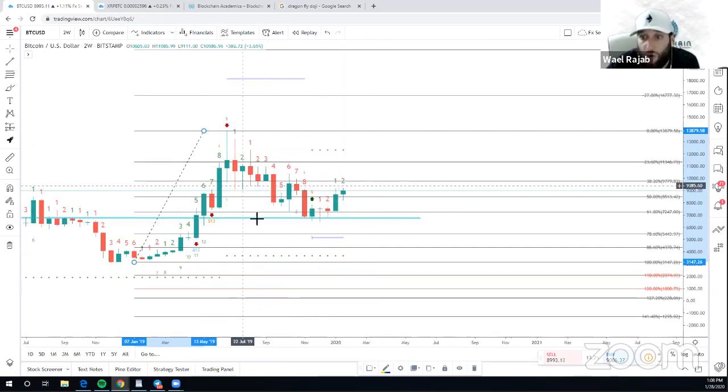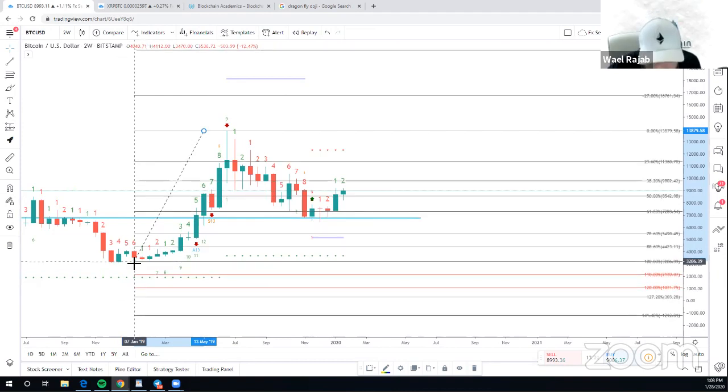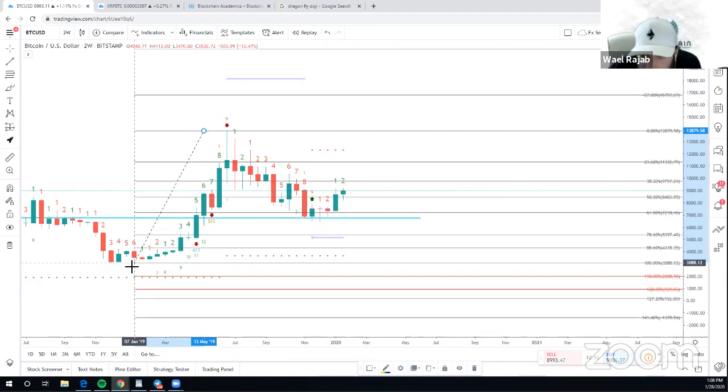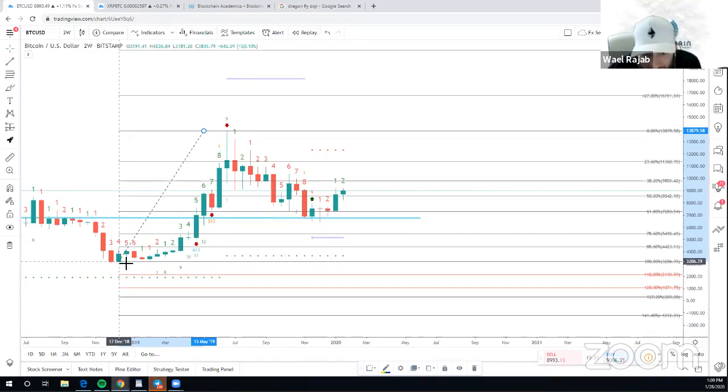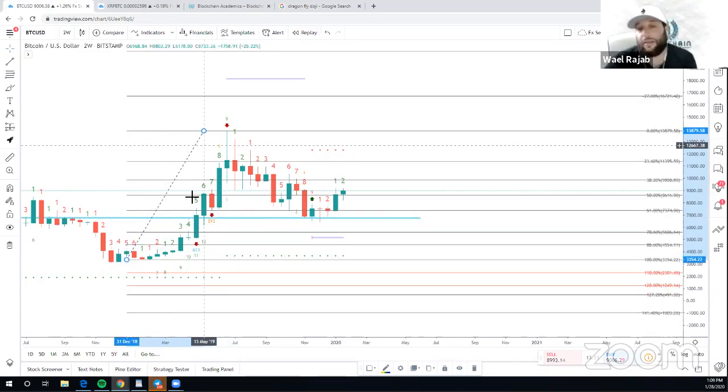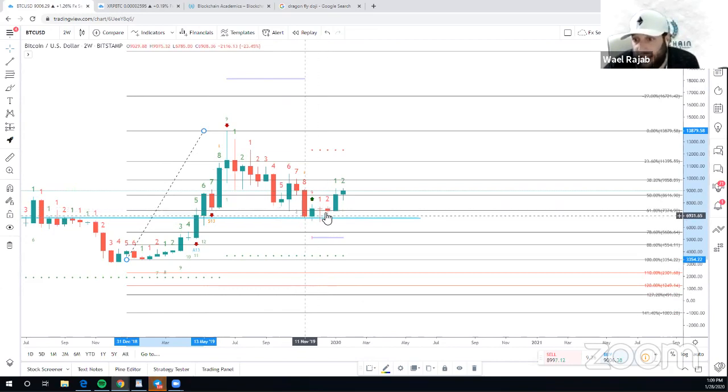So not only do you see all that confluence here, it doesn't really matter. Let's just put it there. So you can see that this kind of respected the 61.8% line as well, and it kind of just started to push off of there.